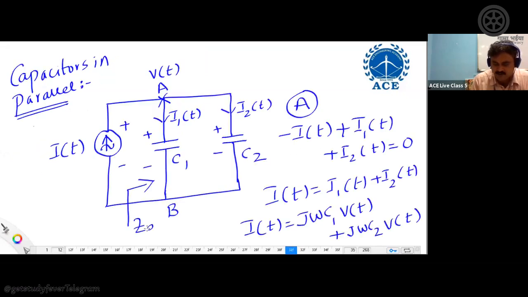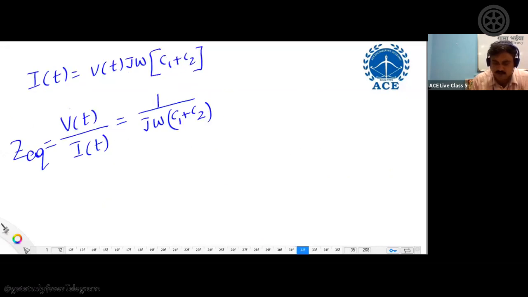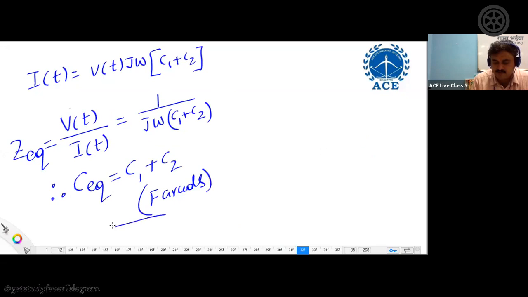R equivalent and Z equivalent. So from here you calculate C equivalent. This is just like 1 by j omega C. Therefore, the value of C equivalent when capacitors are connected in parallel is C1 plus C2. That's all. Capacitors connected in parallel is like resistors and inductors connected in series.